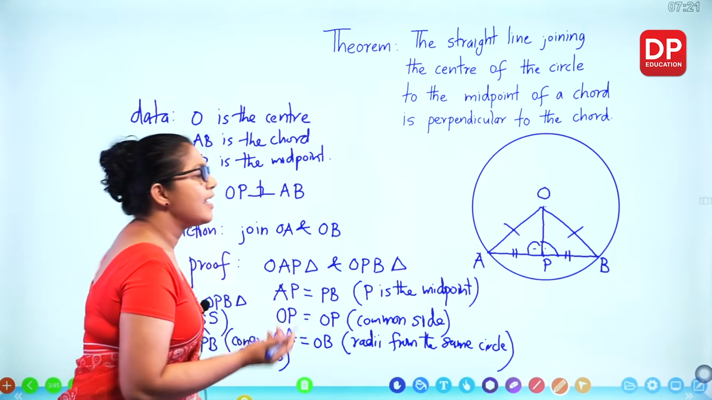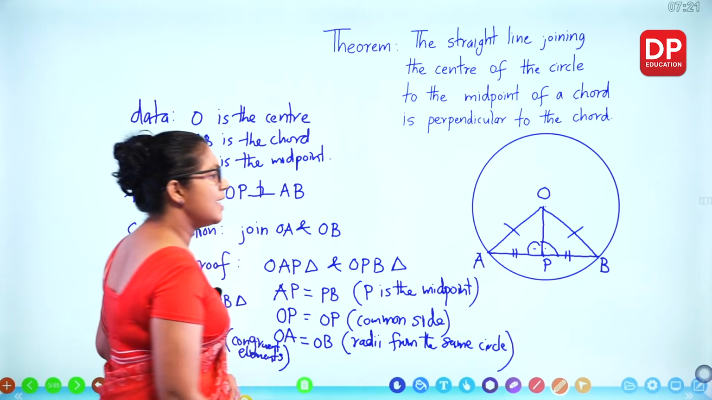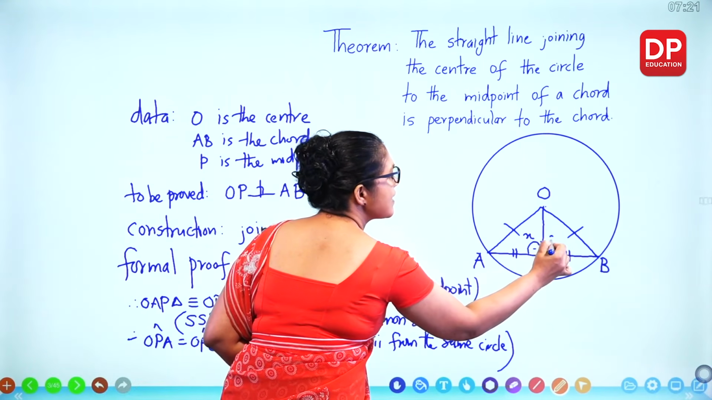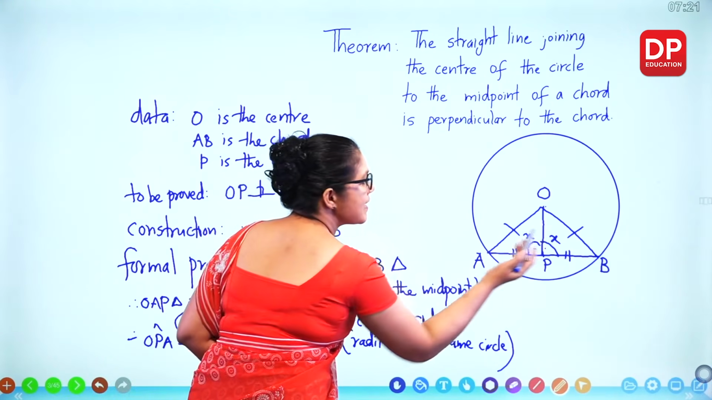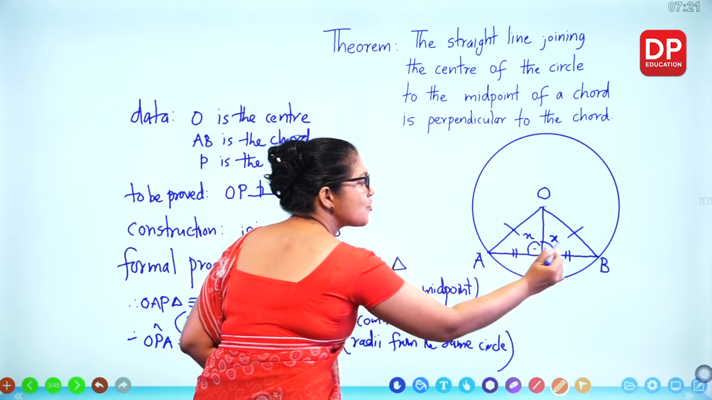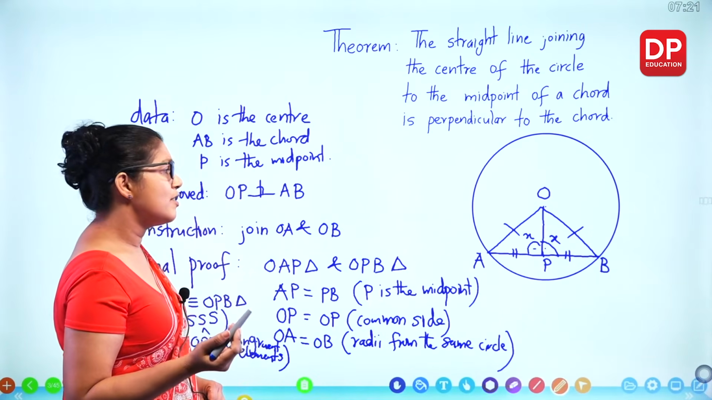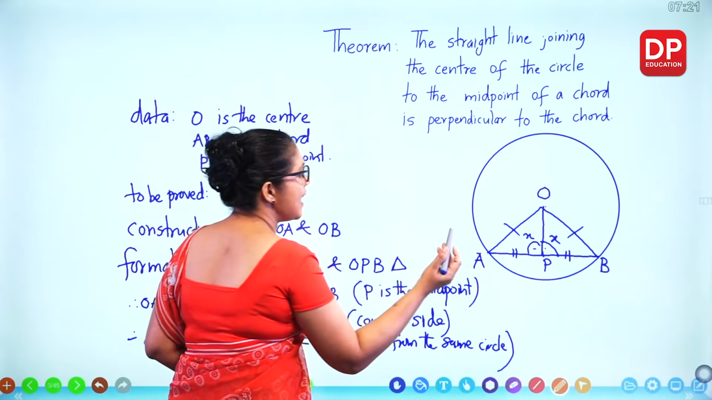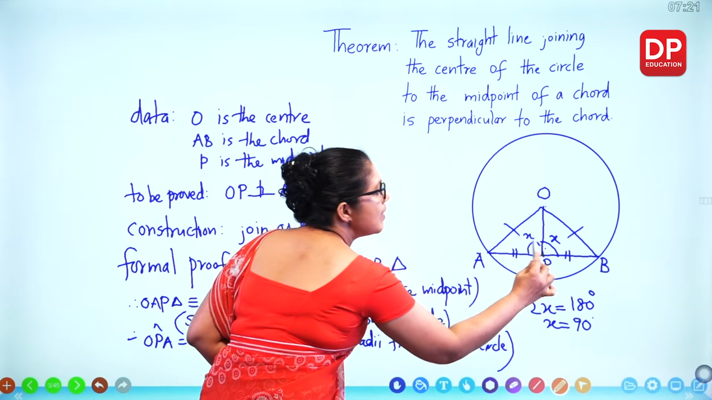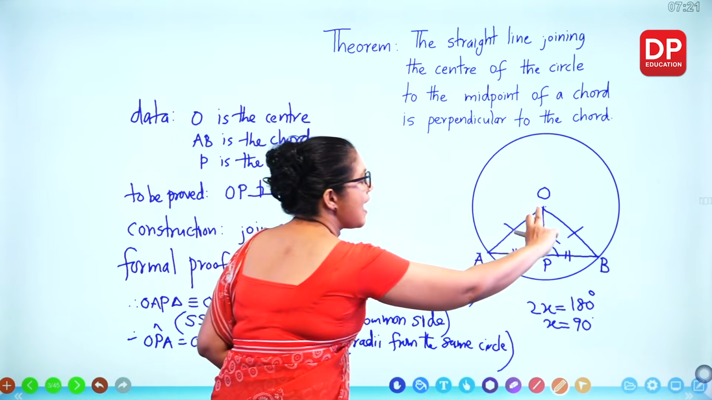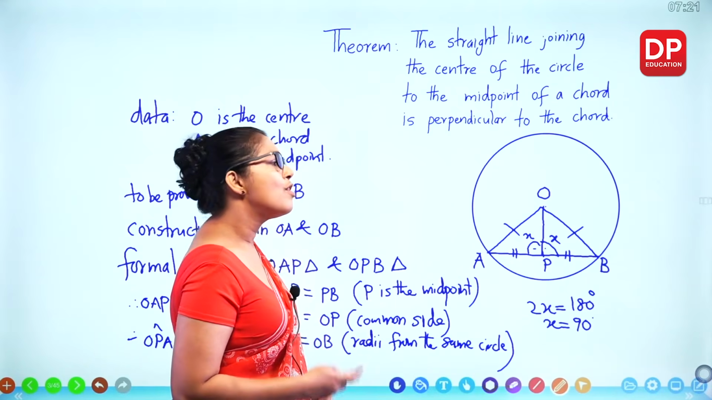If these two are equal, what can you say? So put x and x here. So 2x, x plus x. So this is a straight line. So straight angle you are getting. So we can say 2x equals 180. So what is x? x equals 90 degrees. So 90 degrees means this line is perpendicular to AB.